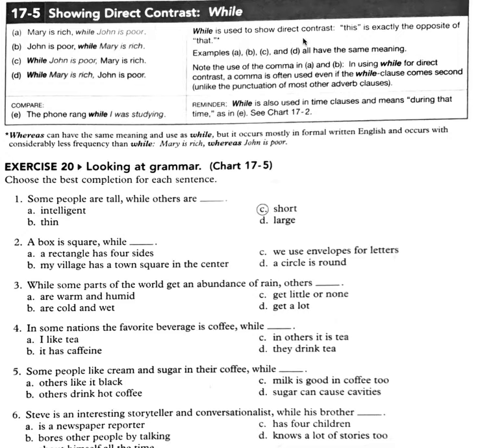While is used to show direct contrast. This is exactly the opposite of that. So Mary, because she has a lot of money, is the opposite of John, who has no money. Examples A, B, C, and D all have the same meaning. Note the use of the comma in A and B. In using while for direct contrast, a comma is often used even if the while clause comes second, unlike the punctuation in most other adverb clauses.